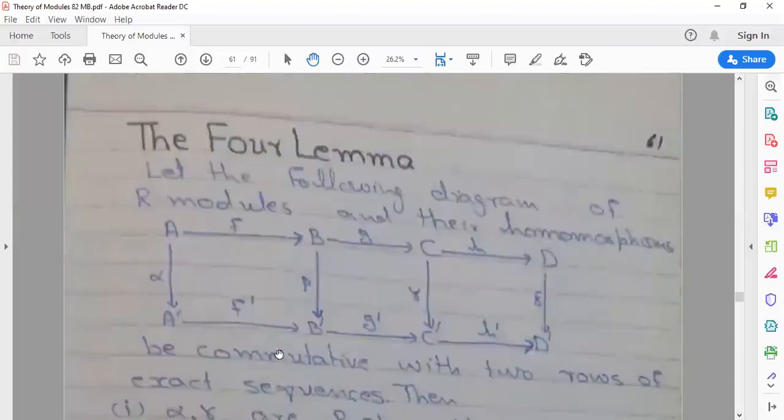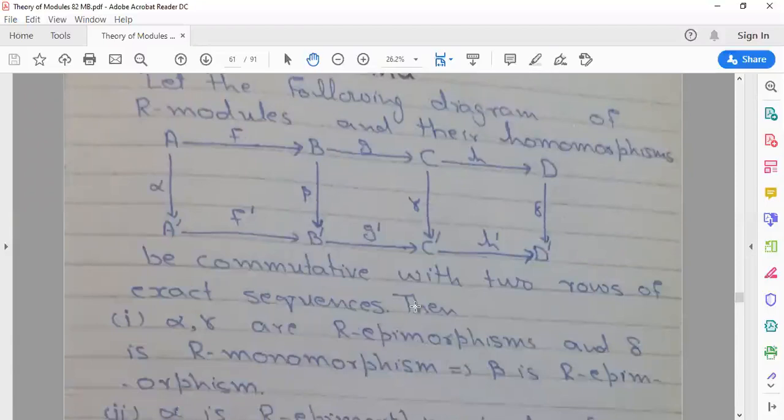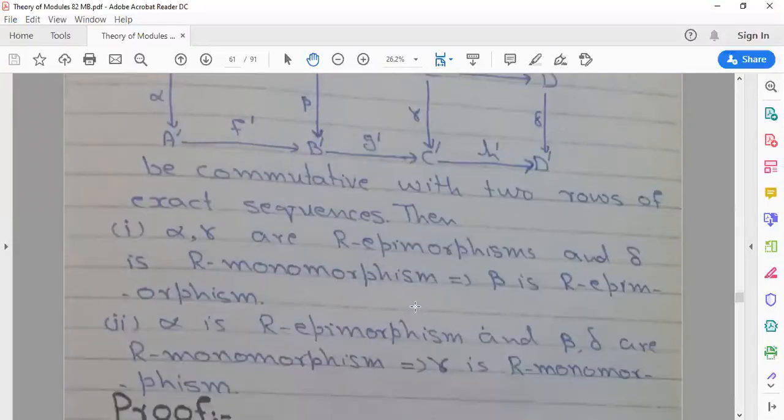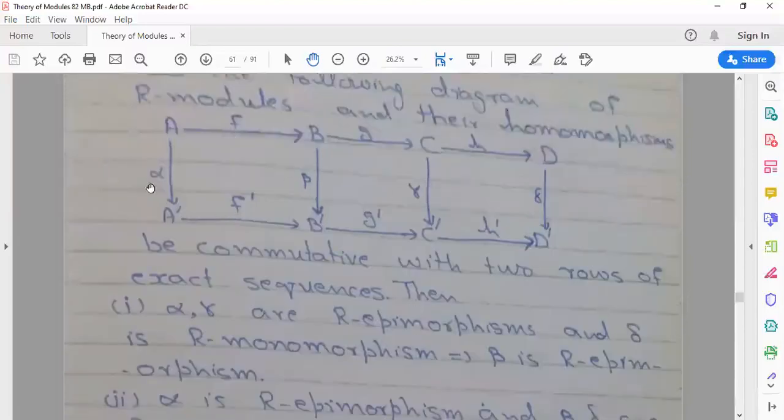From here, first of all, I told about the composition of functions. So beta composition F is equal to F dash composition alpha. After this, gamma composition G is equal to G dash composition beta. After this, delta composition H is equal to H dash composition gamma. Keep these things in your mind, because again and again we will see them. It's very difficult for me.